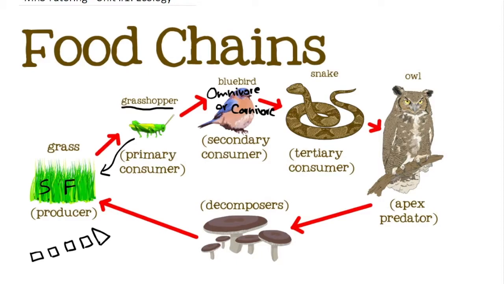The tertiary consumer is usually the consumer that's on the top of the food chain. And this usually means that the tertiary consumer relies on everything below it in the food chain, which in this case is grass, the producer, the grasshopper, and the bluebird for food.